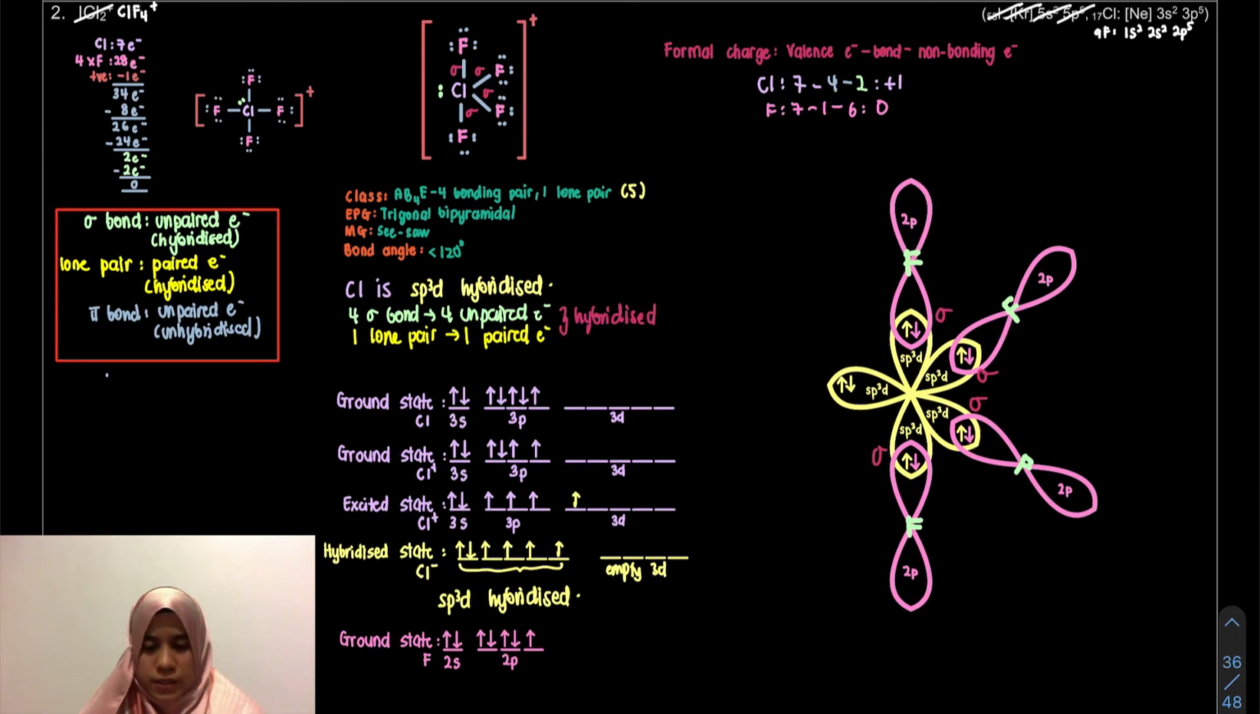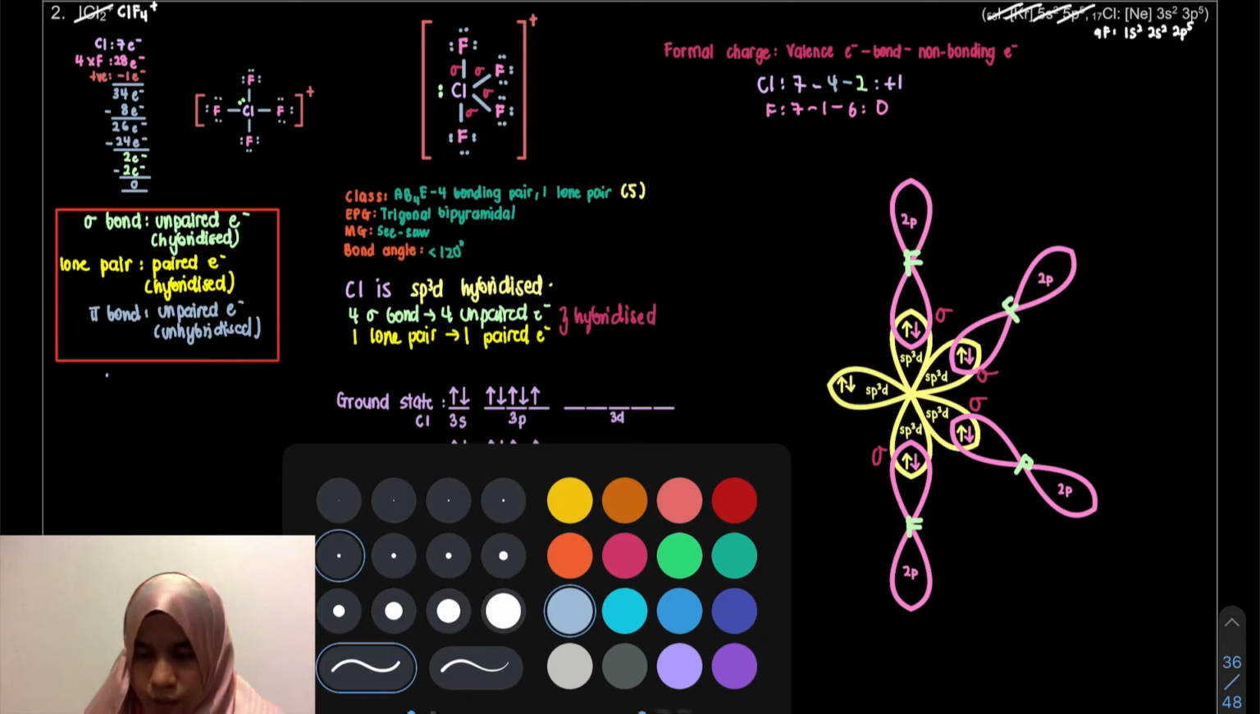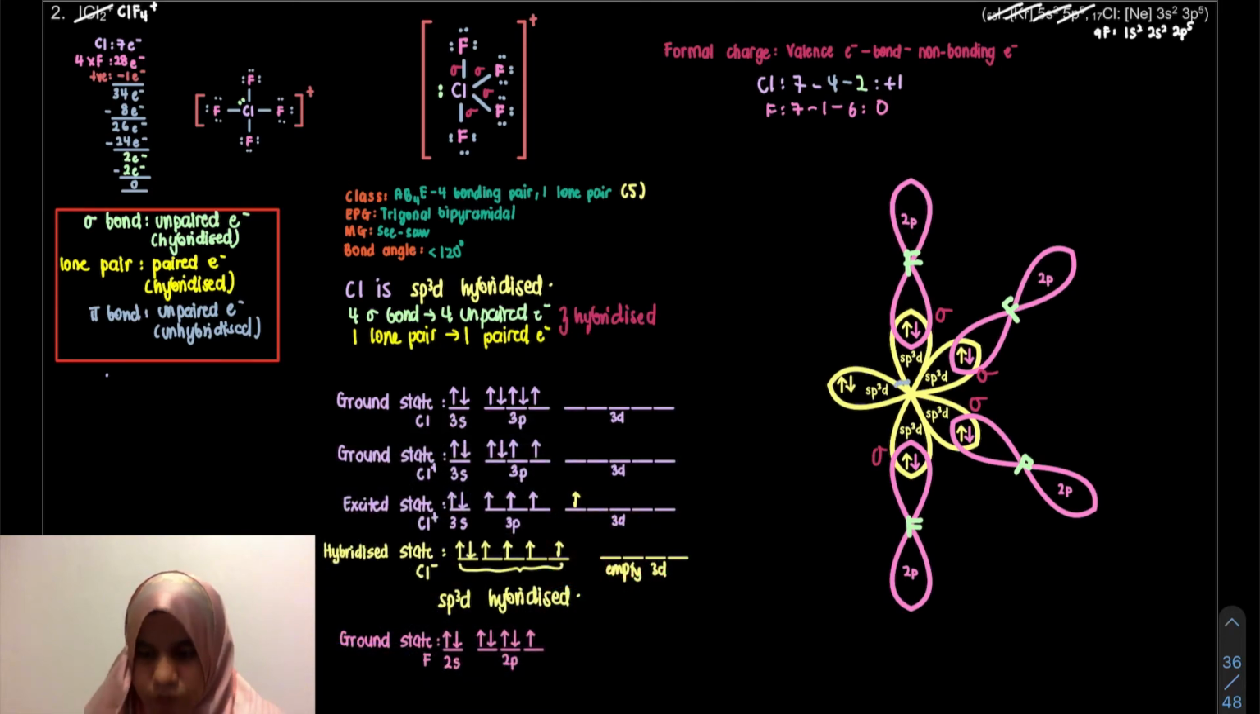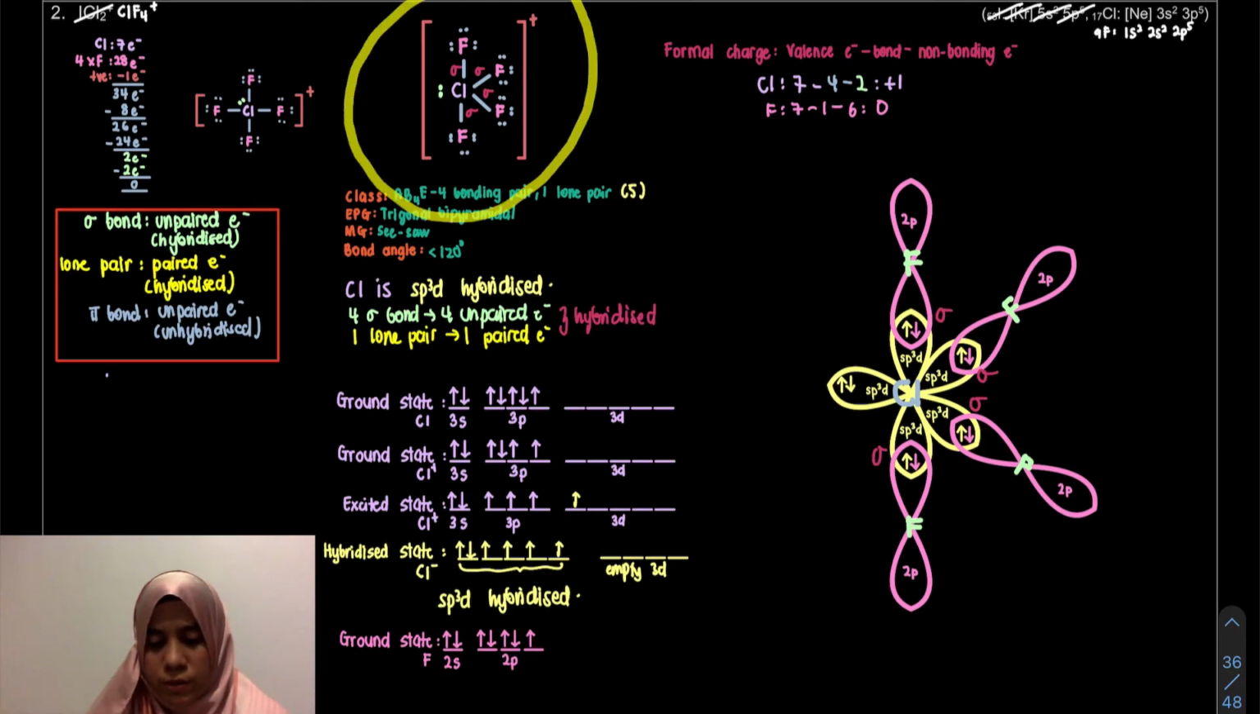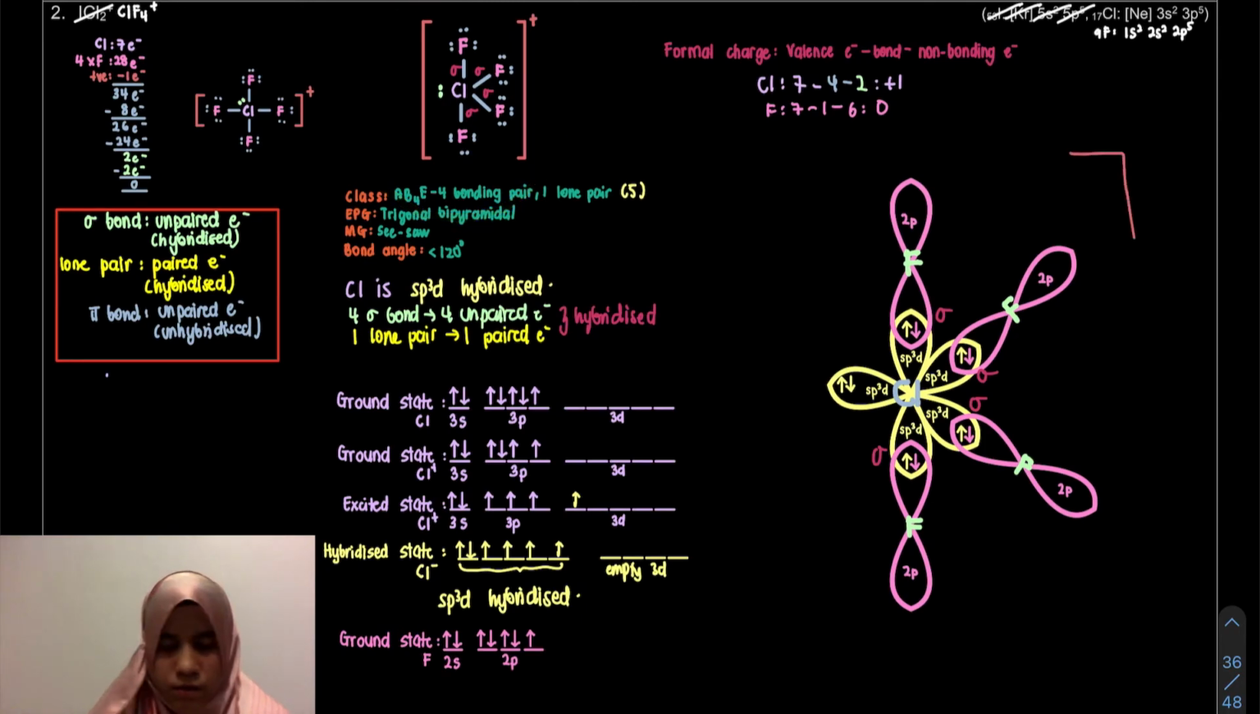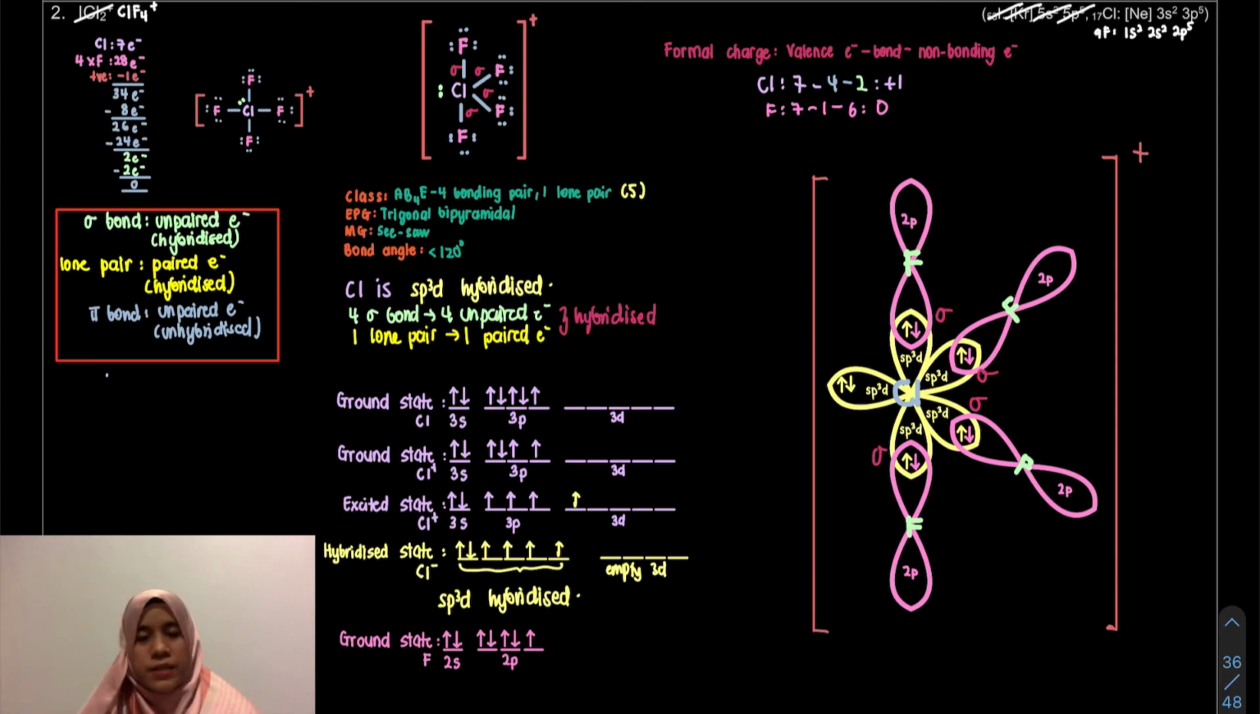Last but not least, jangan lupa label kita punya center tu lah. Center kita is actually my chlorine. So last but not least is the charge itself. So it will be a positively charged ClF₄+. Okay, so this is the last video. Tapi belum habis lagi. Jangan stop.